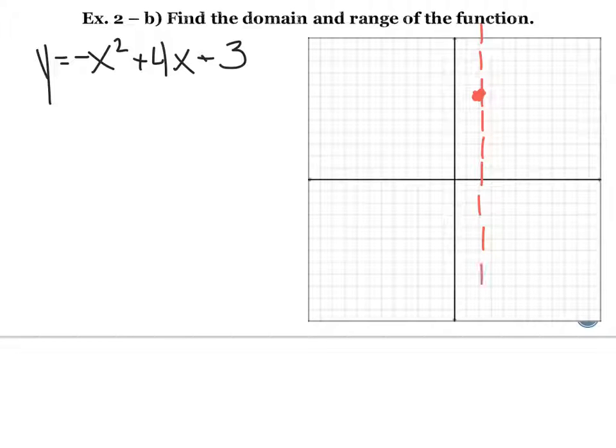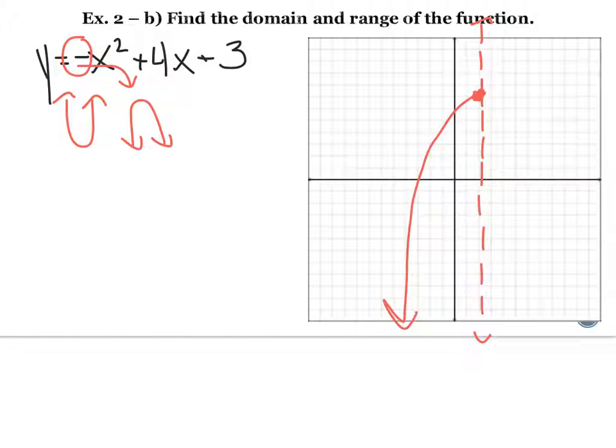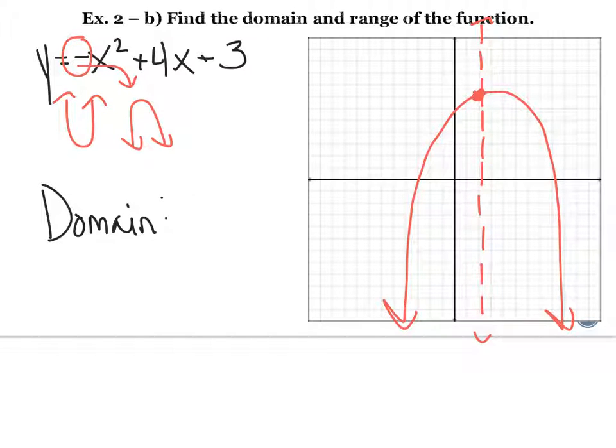The second thing we're going to talk about in sketching our parabola is, is he a happy parabola or is he a sad parabola? Is he right side up or upside down? This guy's negative, so he's a sad parabola. So he's going down. Okay, so that's what our parabola looks like. Now let's talk about domain and range. So remember, domain is everything that x can be.